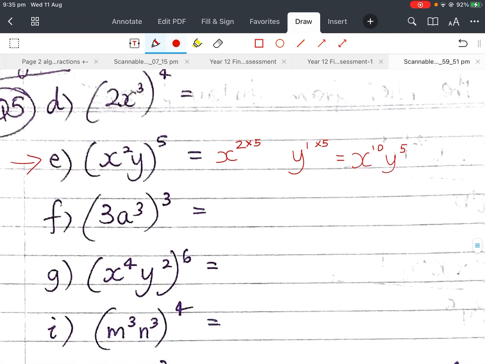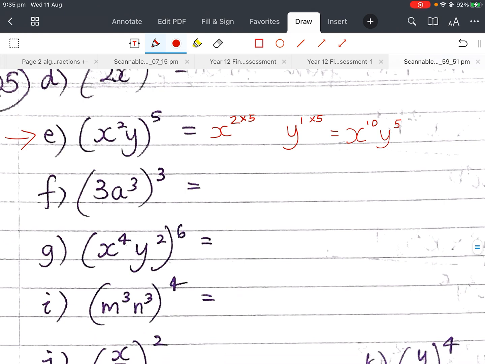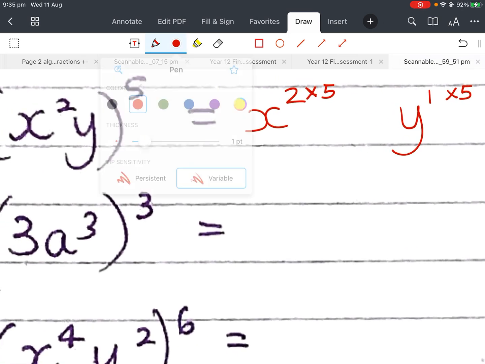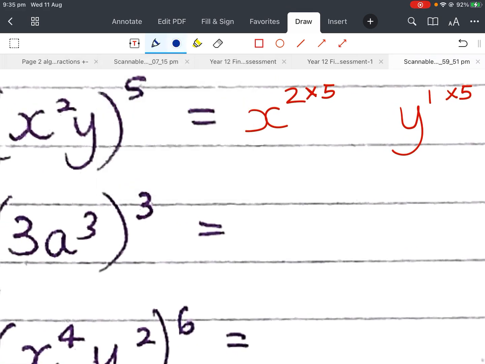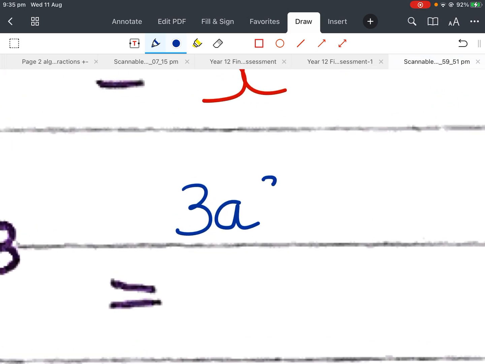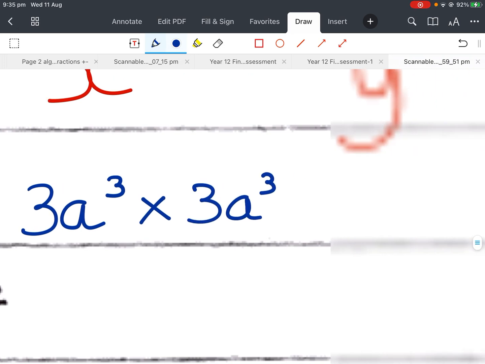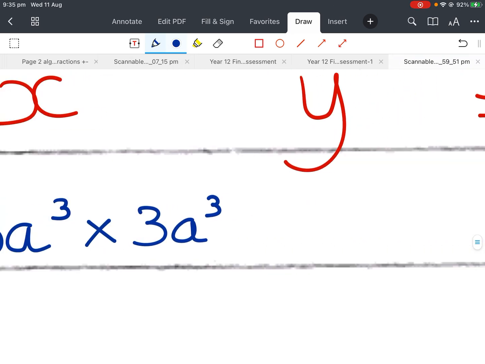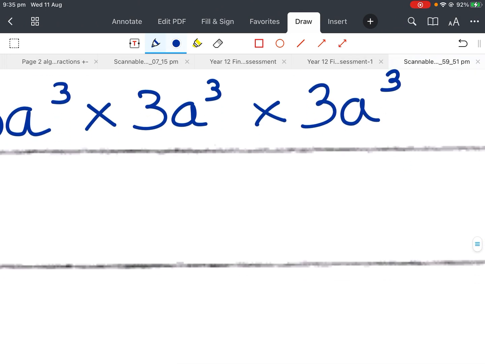Alright, let's try F just to be sure. Now these ones are tricky. When you've got the numbers, you have to remember you're either going to do it this way. I'll do it in 2 different colours so you can see it. I suggest until you get really good at these, you do them both ways. Okay, so that's one way.